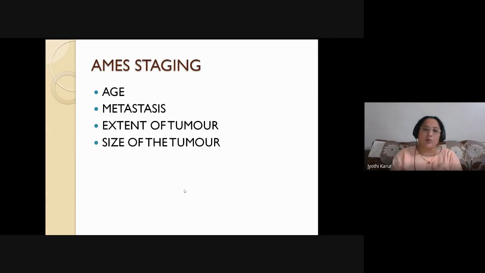There is another system called the AMES staging system. One is age, metastasis. So here metastasis is very, very important. Okay. Then extent of the tumor and size of the tumor. So these three remain the same, whereas here it takes grading, whereas here it is staging. That means it is related to the spread of the cancer. So are you with me up to papillary carcinoma of thyroid? We will go to the next carcinoma.